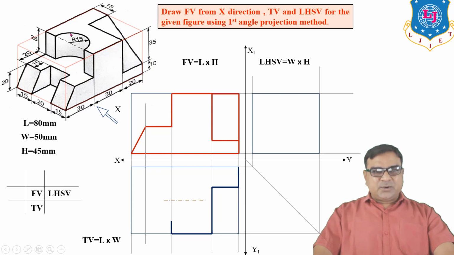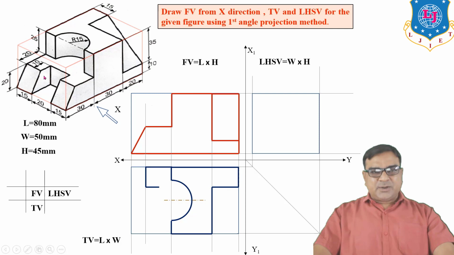Now this is one semicircular slot. So when you observe from top, you will get the true shape of the semicircle. This is the center for the semicircle. So this is the center, and you have to take 15 mm radius and draw one semicircle. And this horizontal line represents the top view of the back plane, which is parallel to this plane. Draw a horizontal line, which is the top view of this plane also. This line.